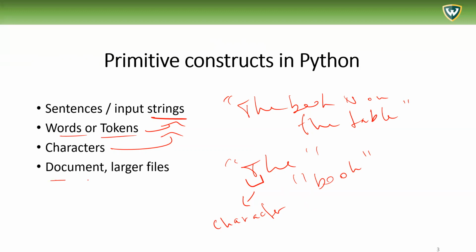And then we also talk about document or larger files. So we may have a text that is multiple sentences long, maybe a whole book, and it may be in one single string, or it may be broken down into multiple strings. But this longer text we usually call a document. So it's a longer or long piece of text, longer meaning longer than a sentence.